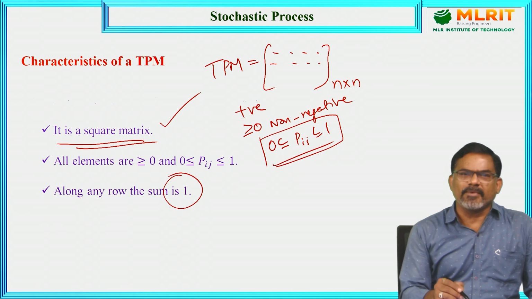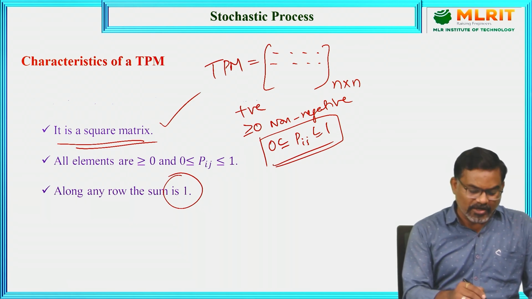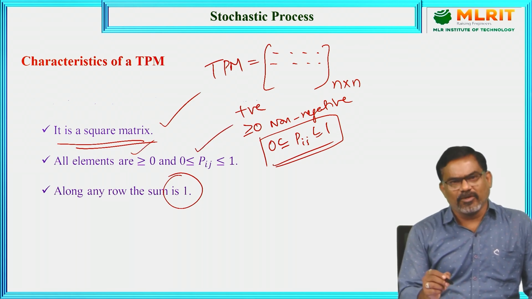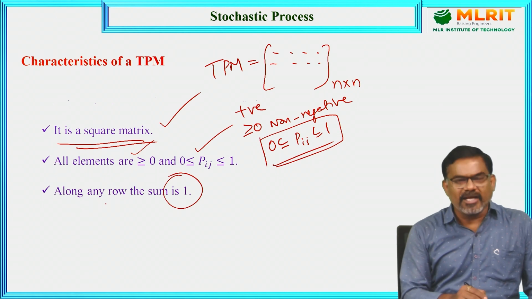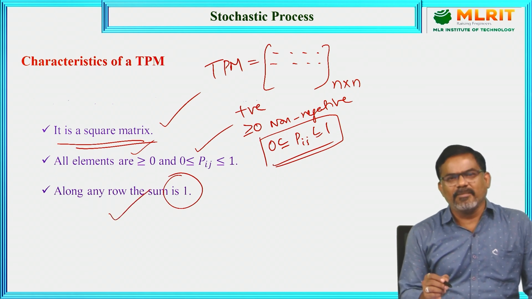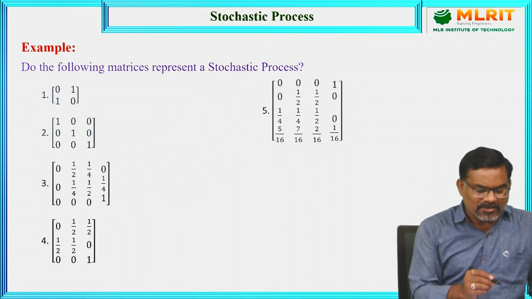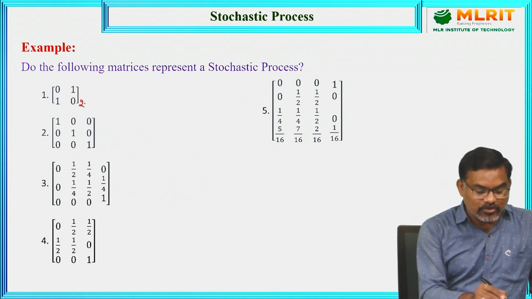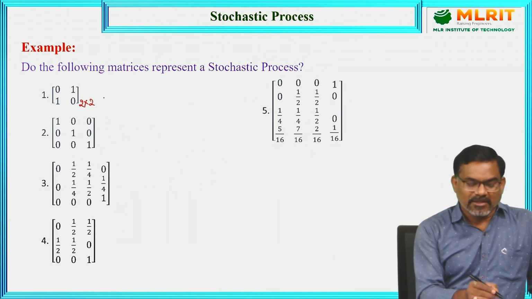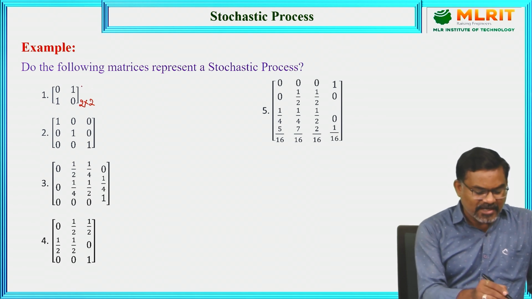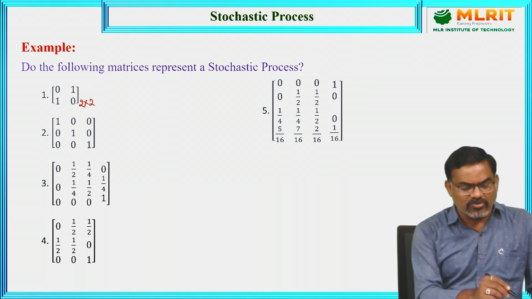It must be a square matrix, and all the values must be non-negative and must be between 0 and 1. And also, along any row, the sum of the elements must be equal to 1, unity. Now, consider the first one. Here it is a 2 by 2 matrix, a square matrix. First condition satisfied. Second, all the elements are non-negative, there is no negative element.